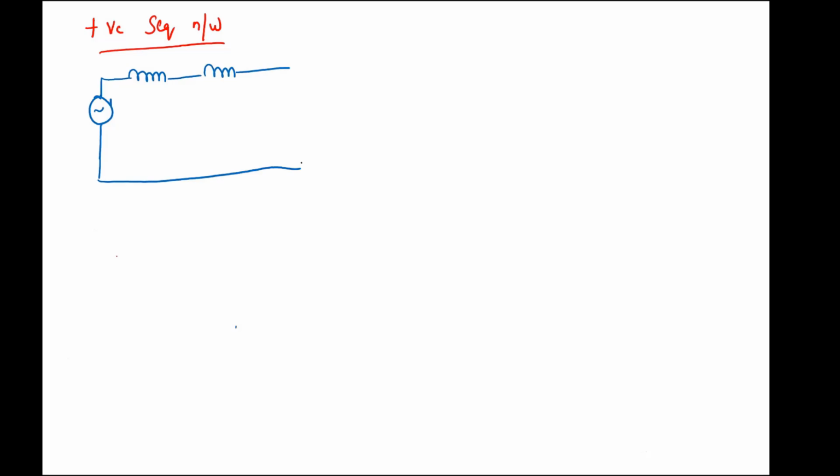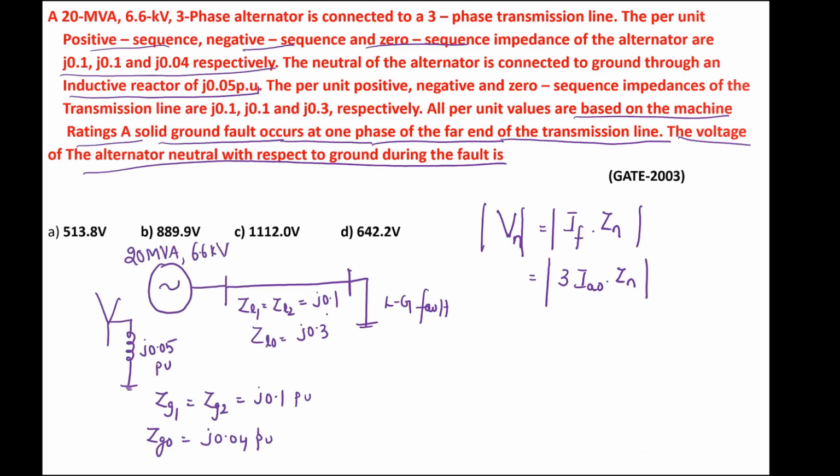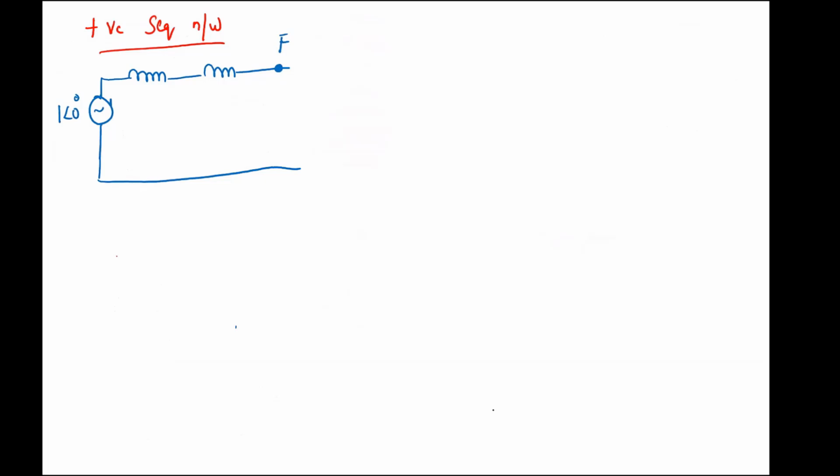Okay. For the given network, if we draw the positive sequence network, how many elements are there? There are only two elements. The first element is the generator, whose reactance is this one, and then a transmission line whose reactance is there. At the far end of the transmission line, the fault occurred. So this is the fault point. This is 1 at an angle 0. The positive sequence impedance of the generator Zg1 is j0.1, and ZL1 is also j0.1.